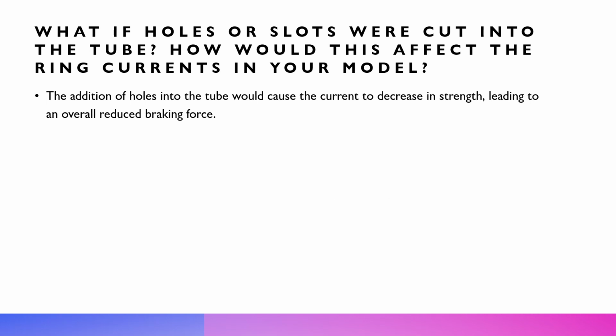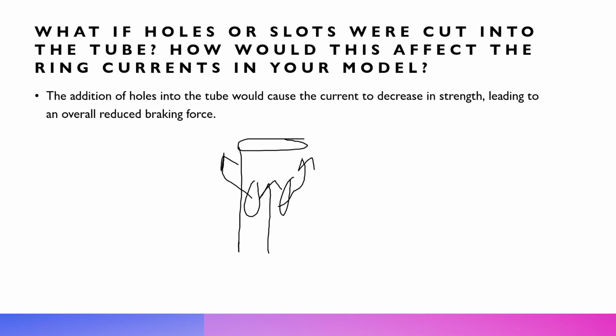And then what if holes or slots were cut into the tube, and then how would this affect the ring current in our model? And so if we had a bunch of holes in our tube, then the current flowing through would have to also go through these holes, which would lead to a general decrease in current. And then the magnetic force on an object is directly proportional to the current, and so a decrease in current would lead to a decrease in force.